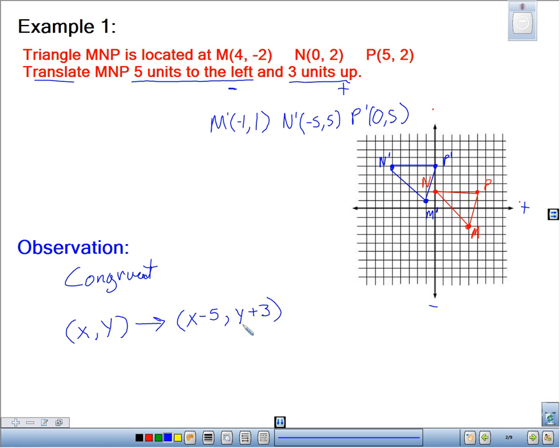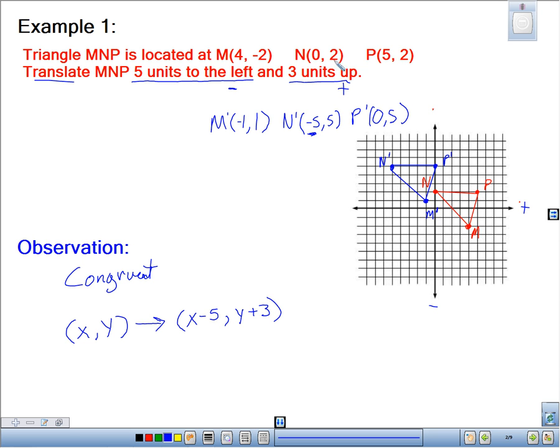Here's the nice thing about coordinate notation. Instead of having to plot these points, graph them, and then sit here and count, for example, I had to count 1, 2, 3, 4, 5, and then up 1, 2, 3. I could use this coordinate notation and get to the same spot, say for N, a lot faster. Notice here, it says x. I'm going to take it and subtract 5. So 0 minus 5, what do you know, is -5.